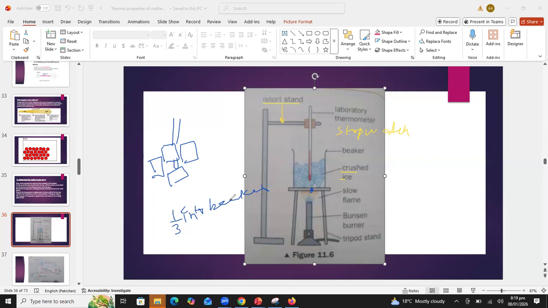The second precaution is that when you are taking the reading of the thermometer, your eye should be perpendicular to the thermometer. If you keep your eye like this, it will have a parallax error. It will give us an incorrect reading. So this position is incorrect. Always remember that a measuring instrument should be read perpendicular to the line of sight. Otherwise, it will record parallax error. Are you understanding these precautions, students?